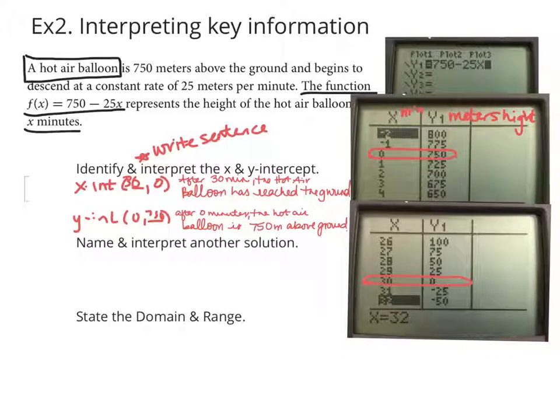All right, now there are 2 more parts to this question. I think that they go pretty quick, though. The other thing says to name and interpret another solution. Remember, solutions are just ordered pairs. So you can pick any ordered pair in your table and write a sentence.